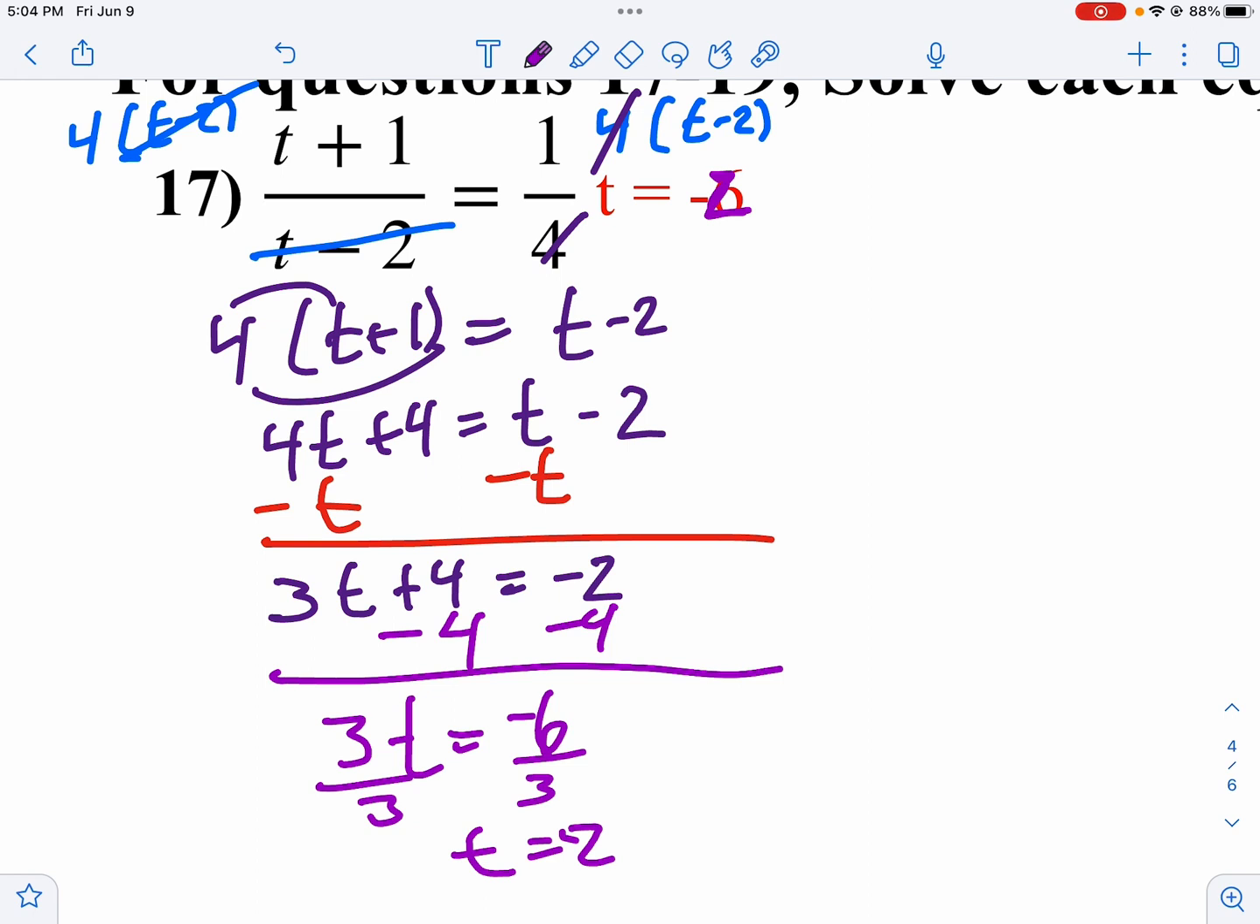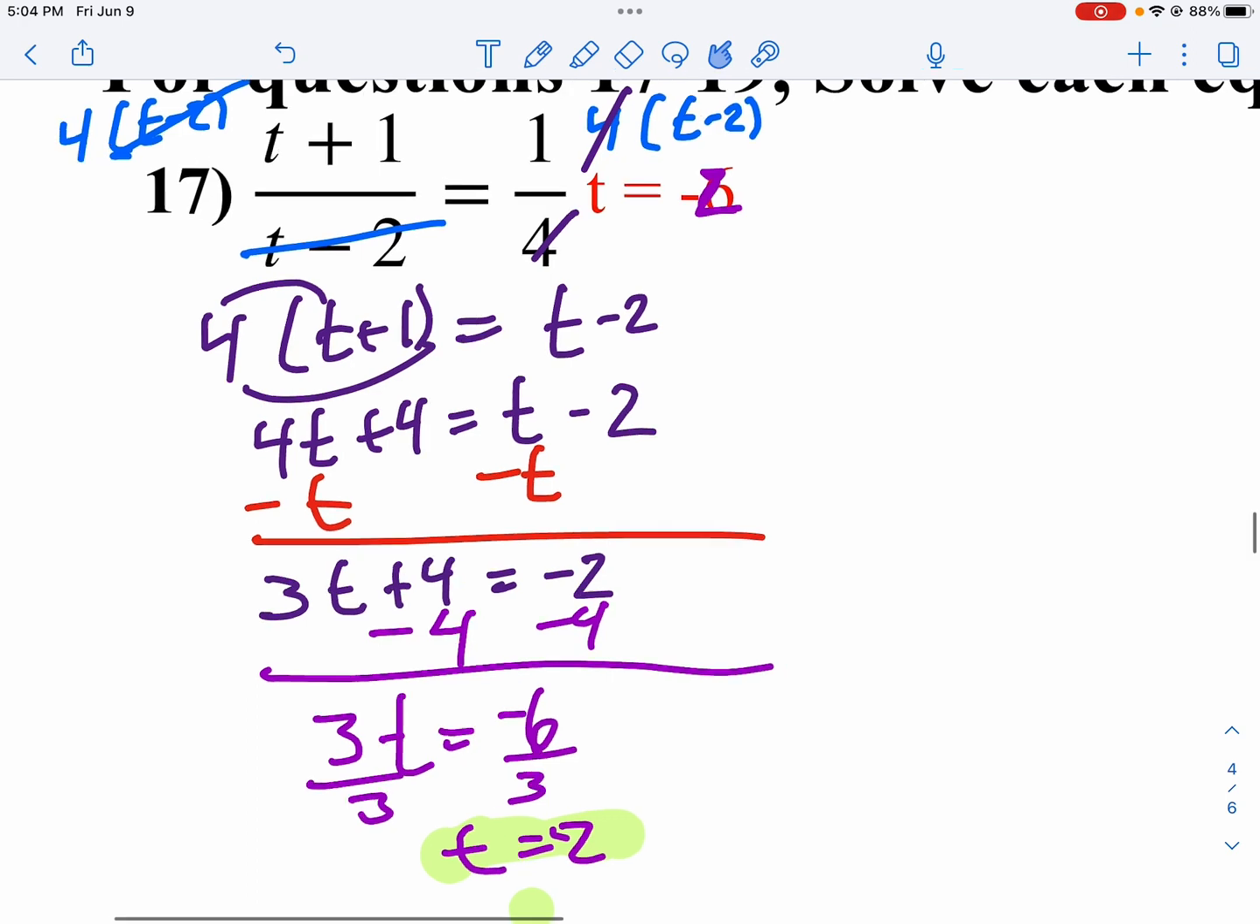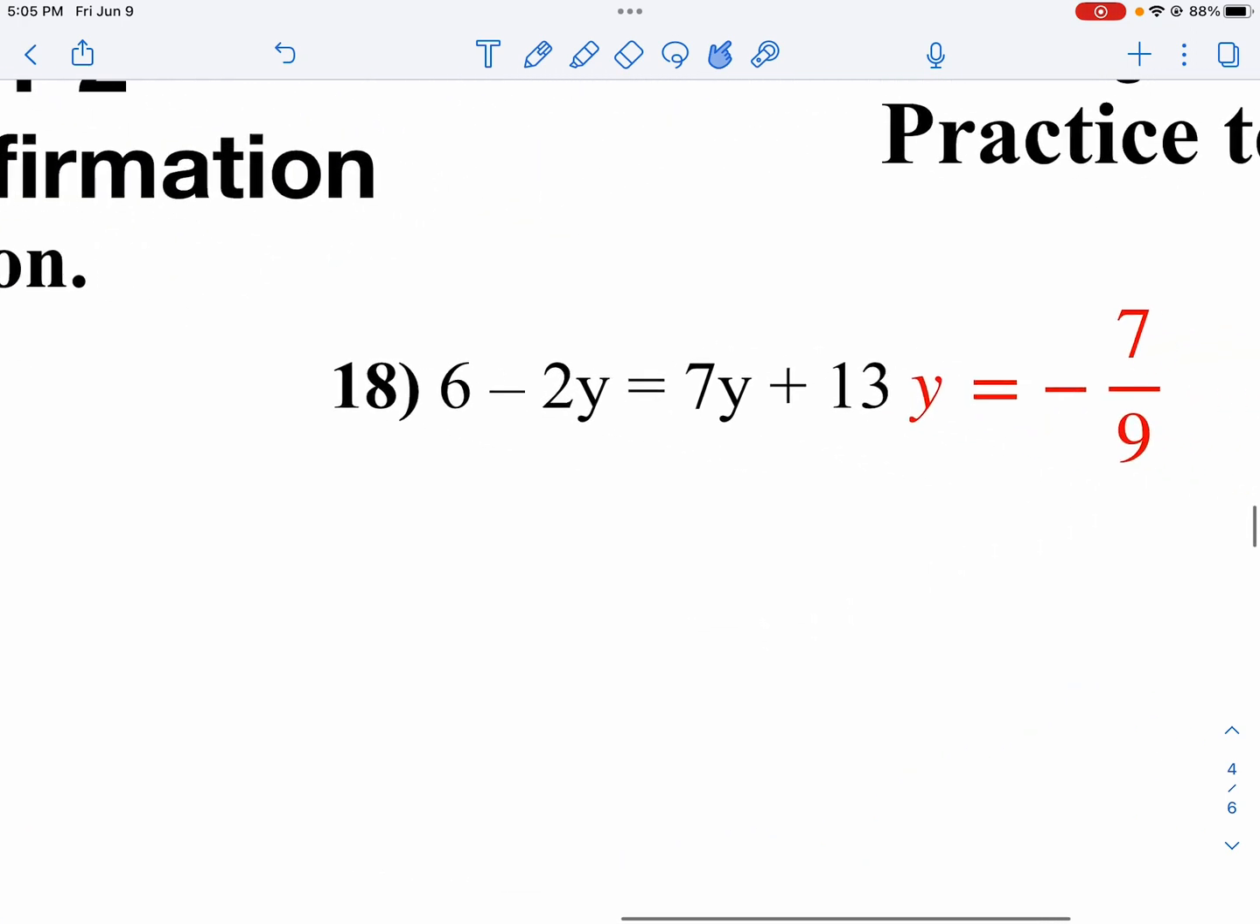I must have miscopied this problem, or this solution. When I did this myself, I typed in the wrong answer. So the correct answer is t equals negative 2. Just showed you that, because we take 4 times t plus 1. I want to make sure I didn't make a mistake there. And then equals t minus 2. And so 4 minus 1 is 3, and that works out perfectly. So the correct answer is t equals negative 2.